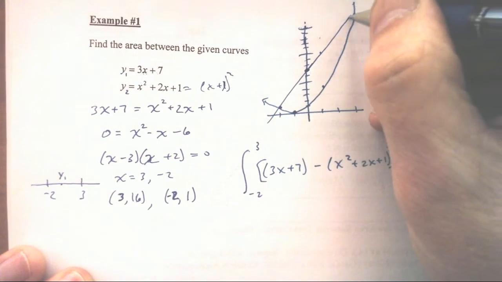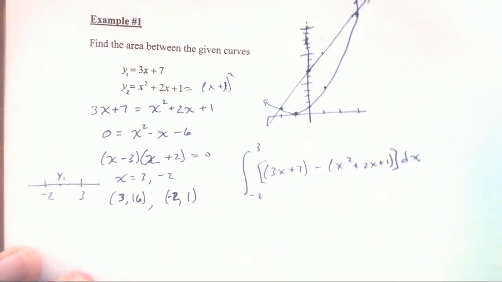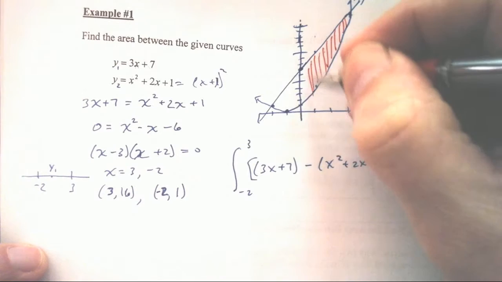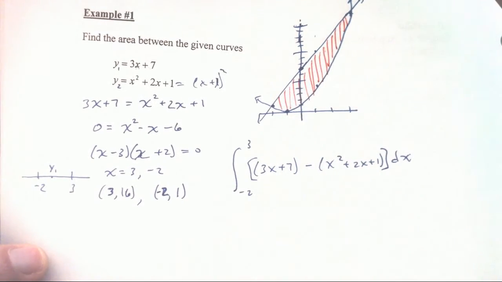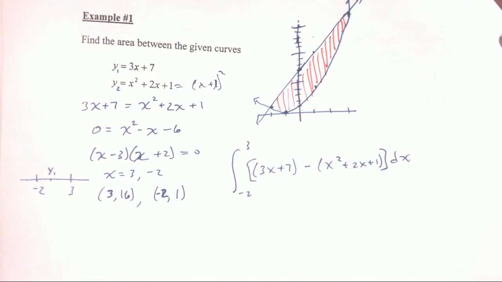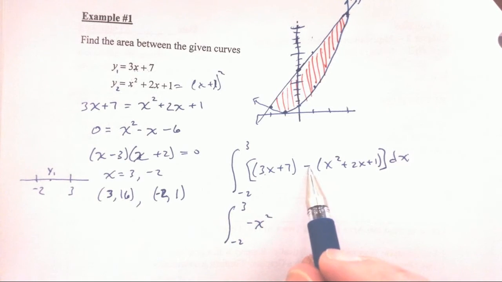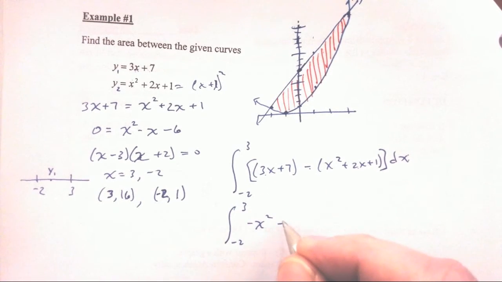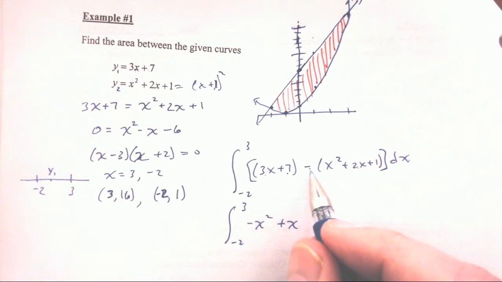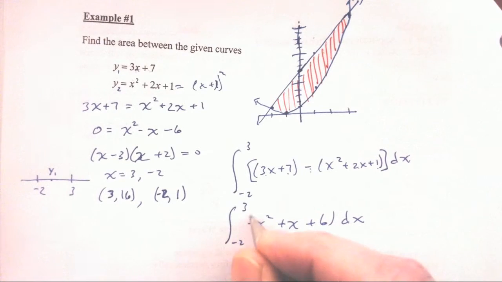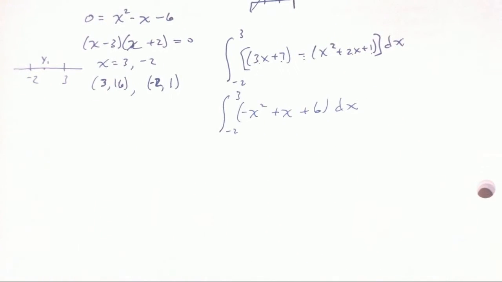So there are our two curves if we were to sketch this out. And we're looking for that area. Okay, so let's do a little algebra here. Simplify inside of here. I've got a negative x squared. I've got a 3x minus 2x's plus an x. I've got a 7 minus 1 plus 6 dx. And we could integrate that, no problem.